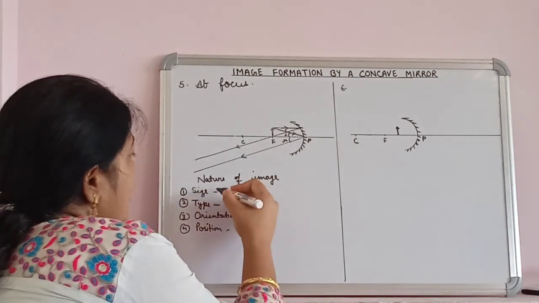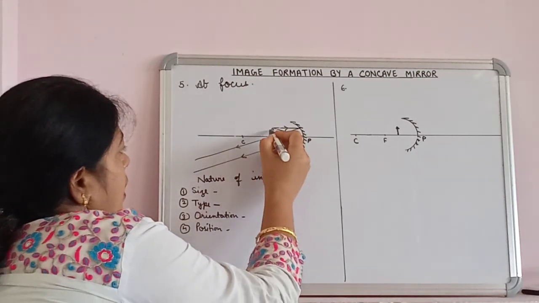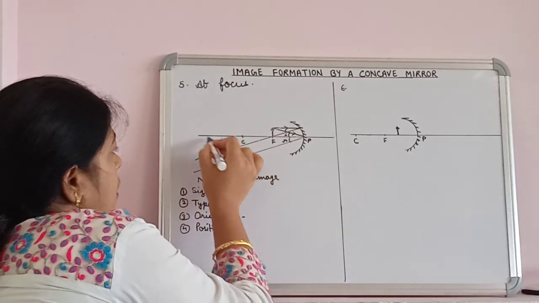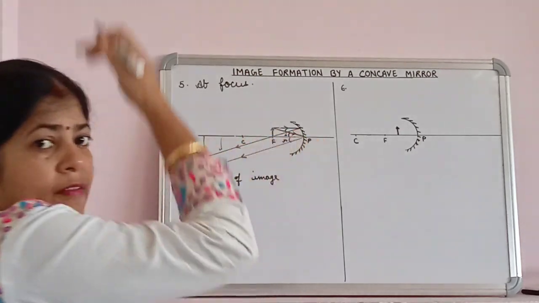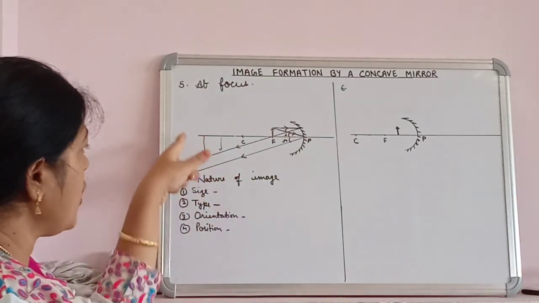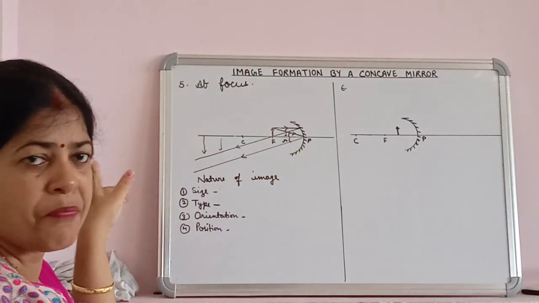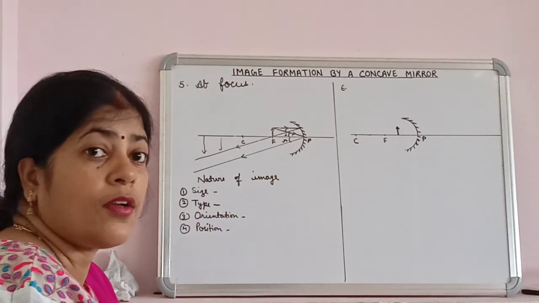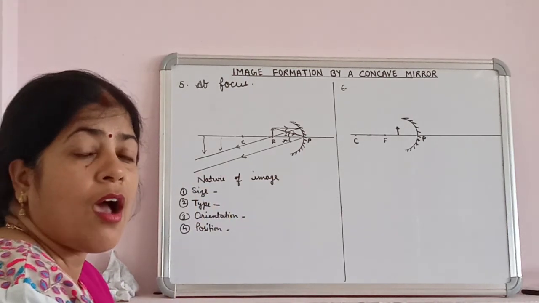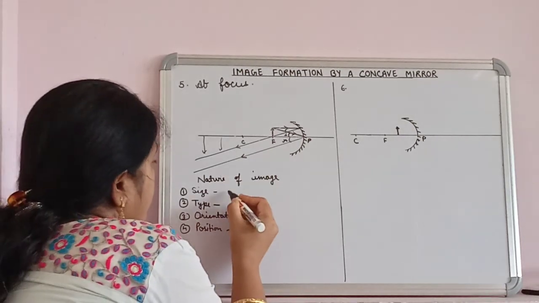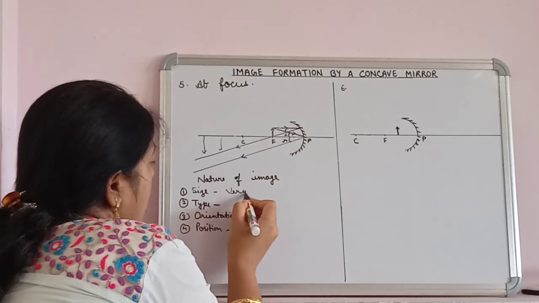So, first one is the size. As you can see here, the size of the image will go on increasing like this. As the ray will go up to infinity, the size of the image will go on increasing. So, it is going to be a very large image of the object. So, size is very large, enlarged.